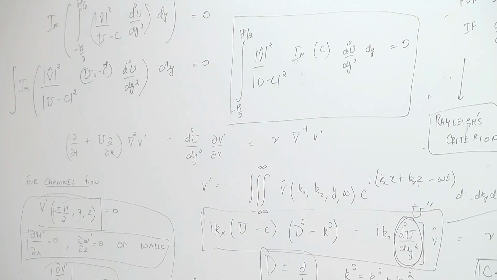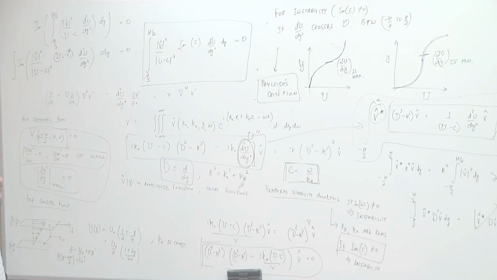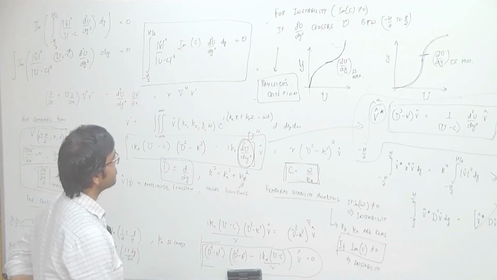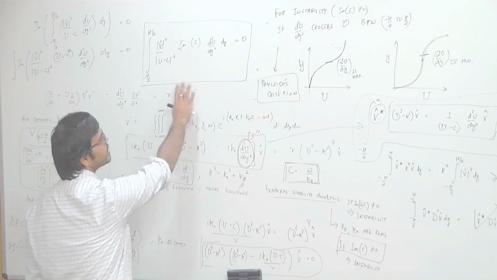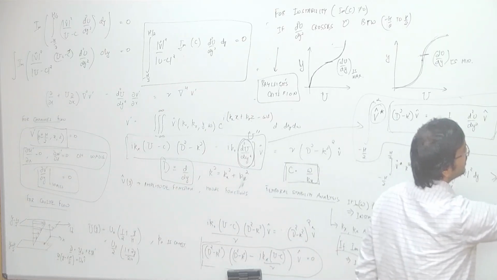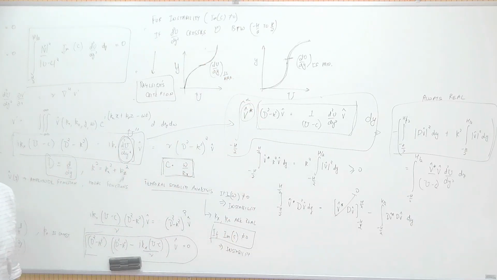What is this Rayleigh's criterion a necessary condition of? It is a necessary condition for instability. Instability of inviscid perturbations, exactly. So you said sufficient but not necessary. It is necessary but not sufficient. Why is it not sufficient? Because we just commented that imaginary of C should not be 0. We did not say whether imaginary of C should be positive or negative.